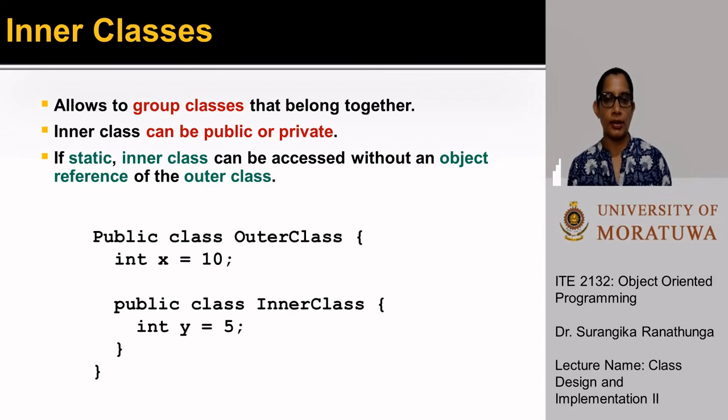We can have a static inner class as well. In such a case, to access that inner class, we don't have to create an object from the outer class. Just like how we access a static method, we can simply use the static inner class using just the class reference without having to create an object of the outer class.